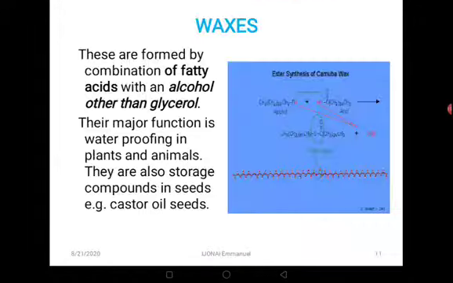phosphoric acid group there. So then there is another group of lipids called waxes. Probably you must have heard about waxes. These are formed by a combination of fatty acids with an alcohol other than glycerol. So when fatty acids, these ones we are talking about, combine with another alcohol which is not glycerol, the likelihood is it will be wax. You're going to form wax. And their major function is they do waterproofing in surfaces of animals and plants.